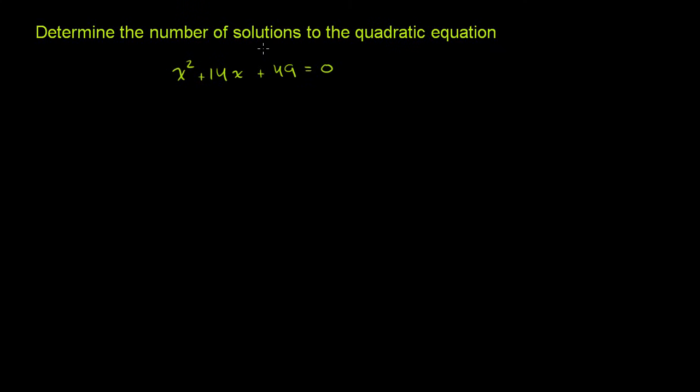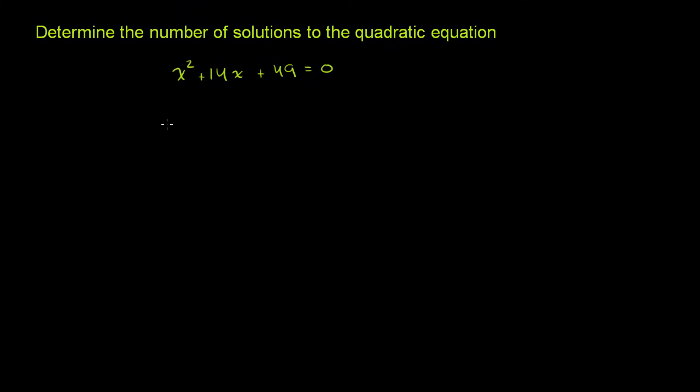Determine the number of solutions to the quadratic equation x squared plus 14x plus 49 is equal to 0. There's a bunch of ways we could do it. We could factor it and just figure out the values of x that satisfy it and just count them. That'll be the number of solutions. We could just apply the quadratic formula. But what I want to do here is actually explore the quadratic formula and think about how we can determine the number of solutions without even necessarily finding them explicitly.